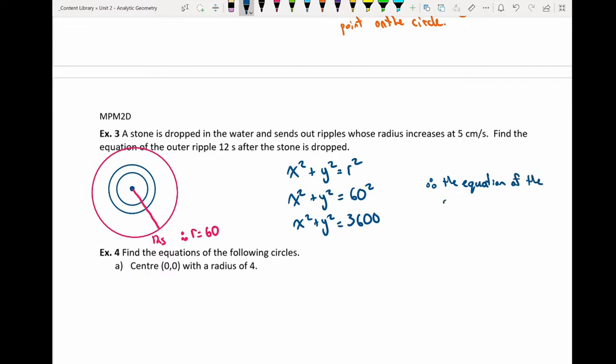So therefore, the equation of the outer ripple is x squared plus y squared equals 3600. And there's my equation.